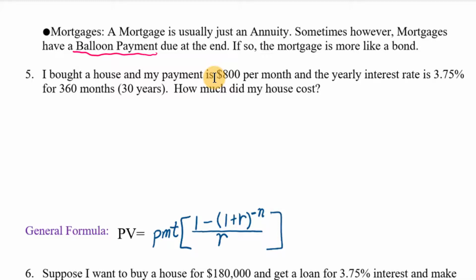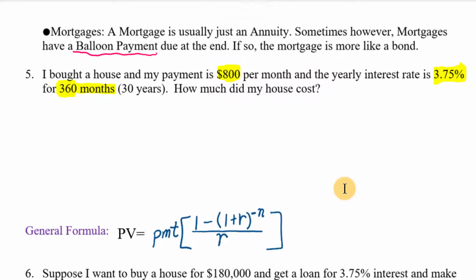Here, I'm going to assume that there's no balloon payment and that your payments to the bank are just like an annuity. If that's the case, then to analyze a mortgage, all you need is this formula for the present value of an annuity. So, simple problem. Suppose somebody told you that they had just bought a house and their house payment is $800 every month and that their interest rate is 3.75%. And that this is a 30-year mortgage, which is common in the United States, so that's going to be 360 months. How much did the house cost?